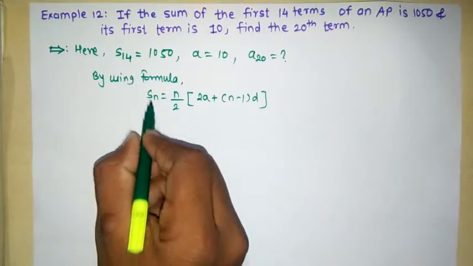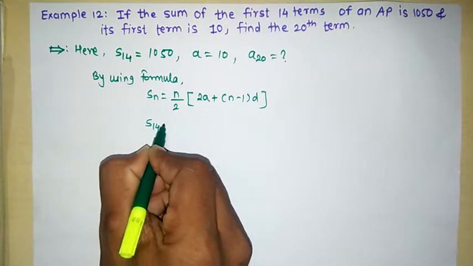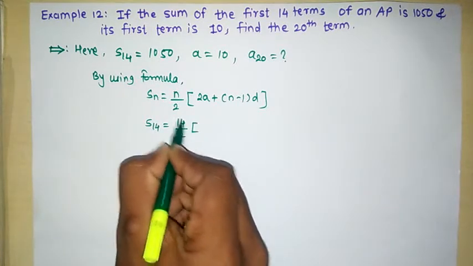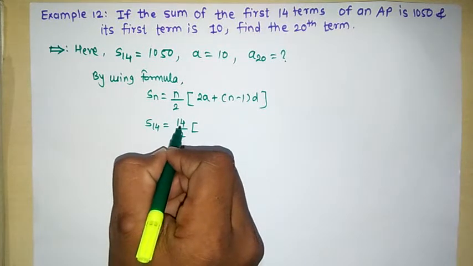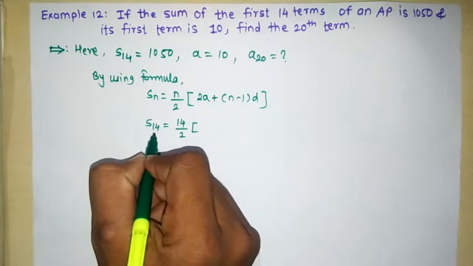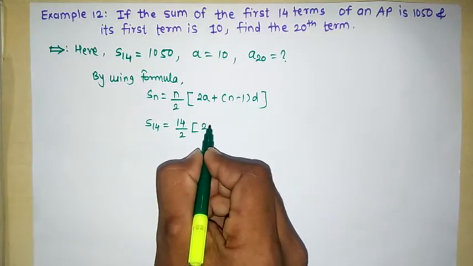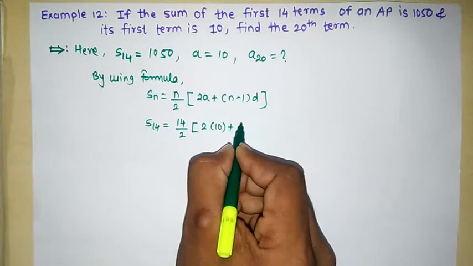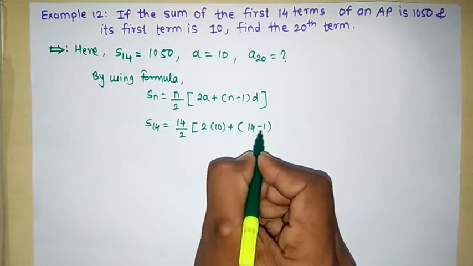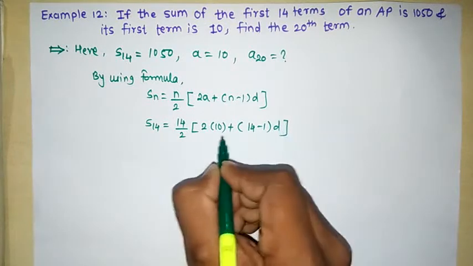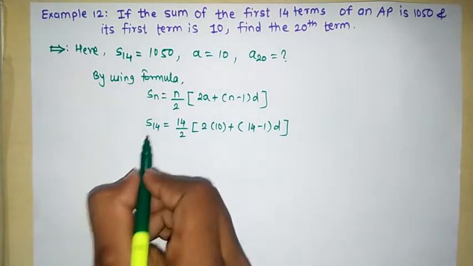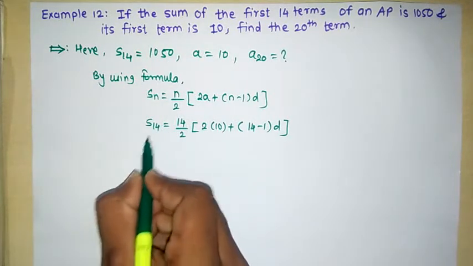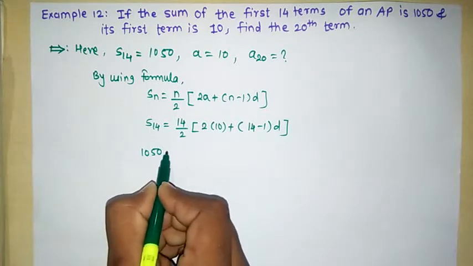By using this formula we can find S14. We will apply the formula for sum of the first 14 terms. S14 is equal to 14 divided by 2, because n is equal to 14 we have to take here, because we are applying the formula for sum of the first 14 terms, into 2 into a. What is the a here? A is 10. 2 into a, that is 10, plus n is 14 minus 1 into d. D we don't know. Put as it is. Now sum of the 14 terms is given as S14 is equal to 1050. Write here 1050 instead of S14.